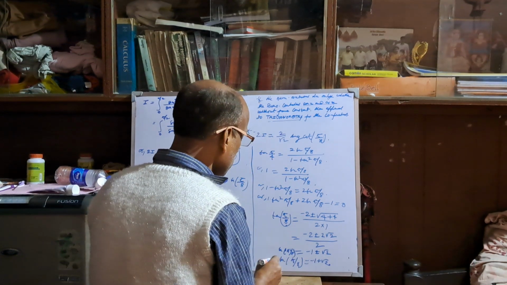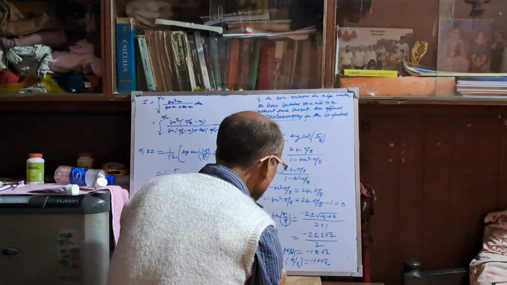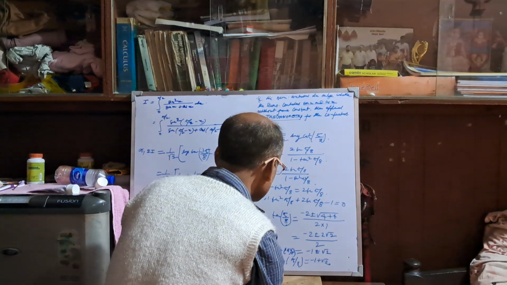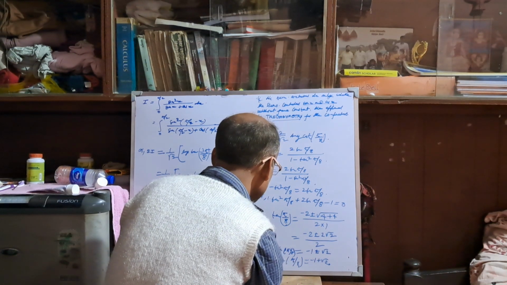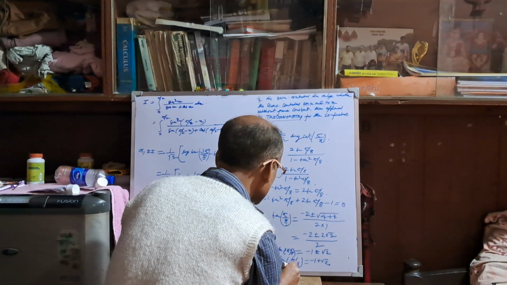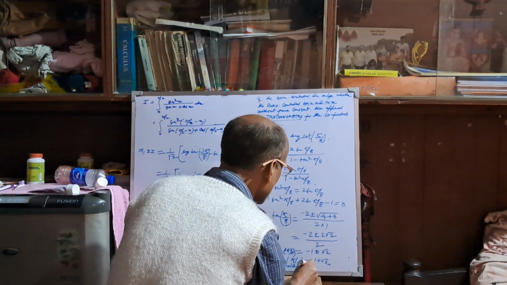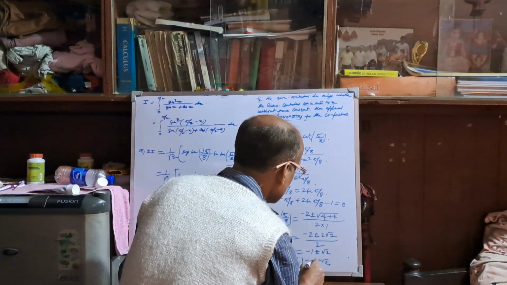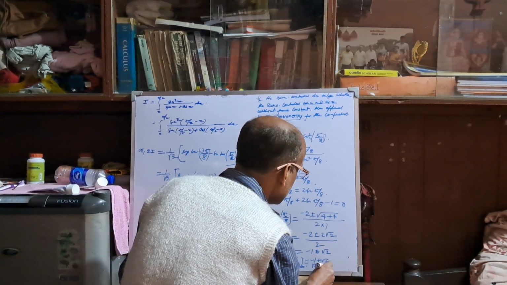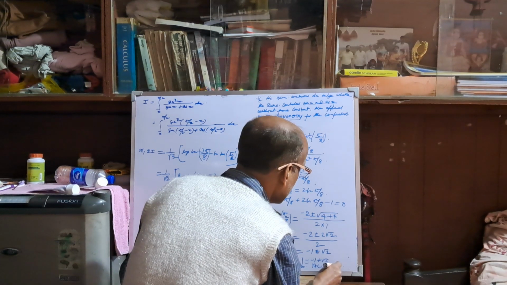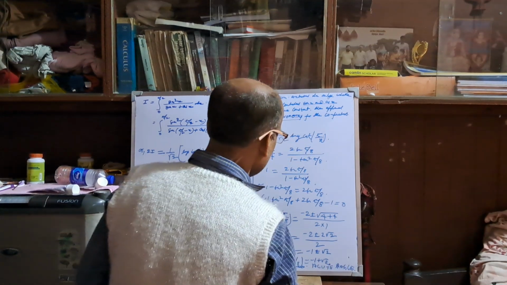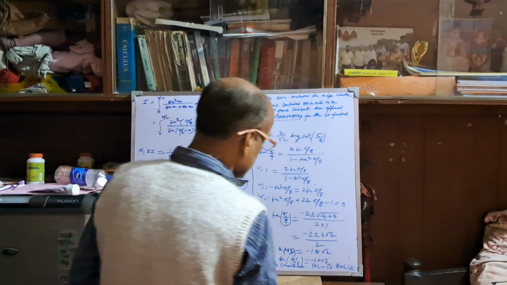Why will I consider only the positive value? Because there are two values here, but I will use only the positive value with the plus sign, because this is an acute angle. That is why I have considered the plus sign.